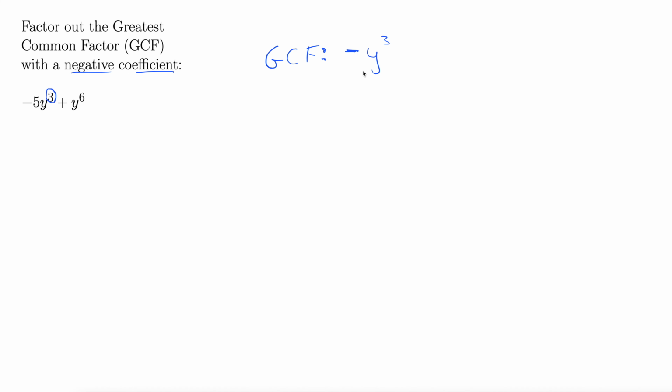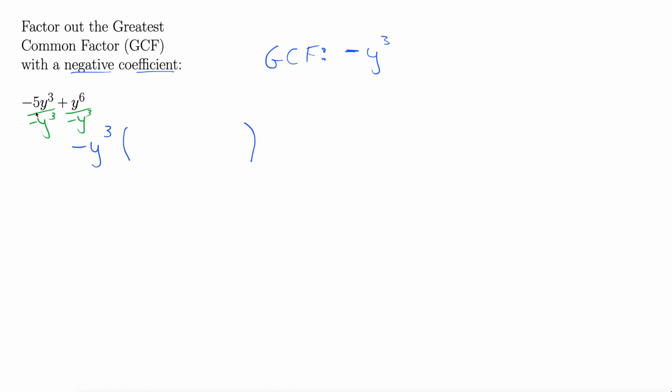So we have a negative y cubed in the front. What does that leave behind? That's the question. Remember, when we factor something out to the front, we're actually dividing each term in our original expression by whatever we factored out to the front. So we're dividing each of these by negative y cubed.